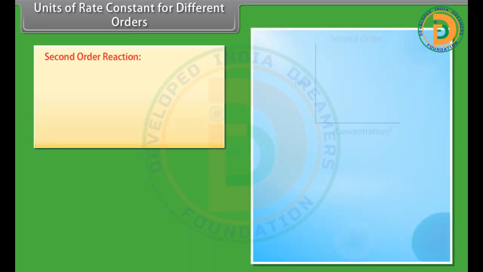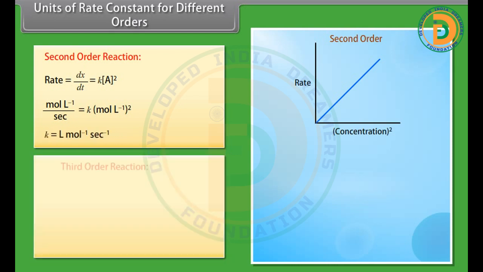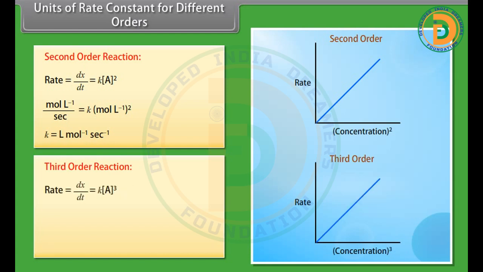Second order reaction. Rate is equal to dx by dt, which is equal to the product of k and [A] raised to the power 2. Thus, the units of rate constant for second-order reaction are liter per mole per second. Third-order reaction. Rate is equal to dx by dt, which is equal to the product of k and [A] raised to the power 3. Thus, the units of rate constant for third-order reaction are liter square per mole square per second.